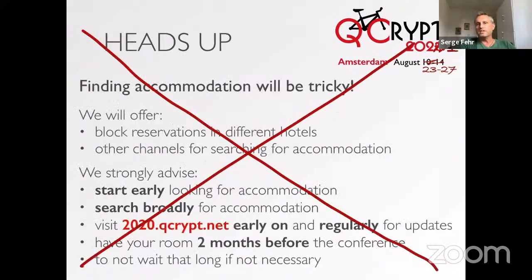So the positive aspect of not having a QCrypt 2021 along with another huge event taking place in Amsterdam is that this should make it easier to find accommodation, as we had originally anticipated for this year's edition. Well, it's going to be as easy or hard to find accommodation as it is for an average week in the summer in Amsterdam.